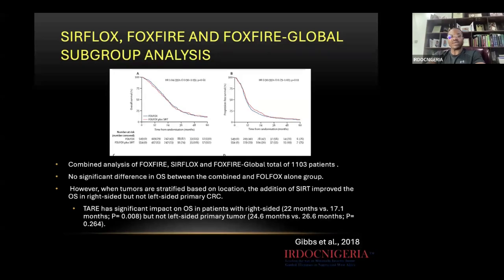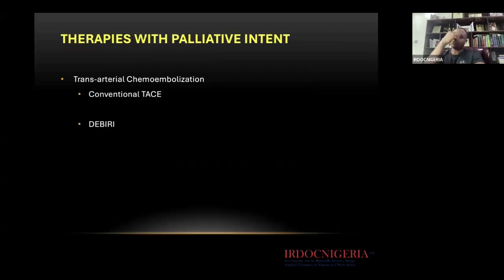So TARE has a significant impact on overall survival in patients who have right-sided tumors, 22 months versus 17 months, but not left-sided primary tumors. Again, I caution you to really not think about TARE a lot in this environment because this is a very, very expensive therapy, and it is very difficult to get all the coordination to get it done here in Nigeria. So this is not something we've invested in. However, we do something called transarterial chemoembolization in Nigeria.